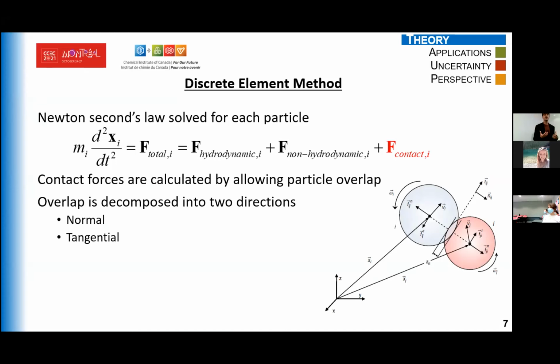So how do we actually calculate the contact between the particles? Well, for this, we allow the particles to overlap. I will define what this is in the next slide. And using this overlap, we calculate the forces in the normal and the tangential direction.